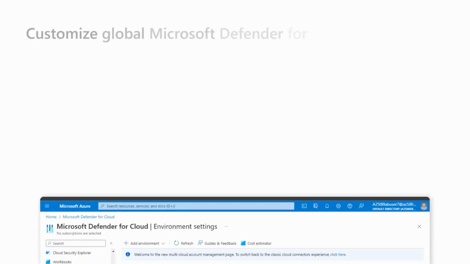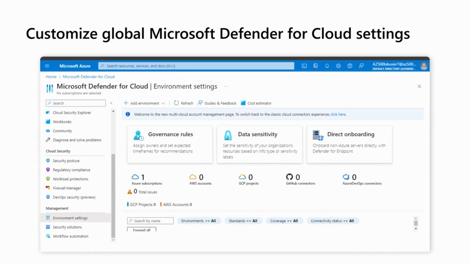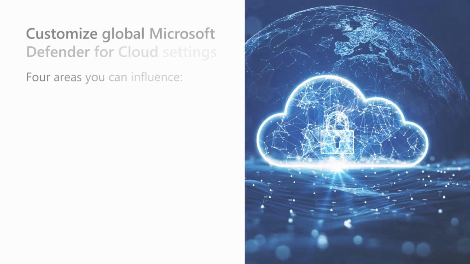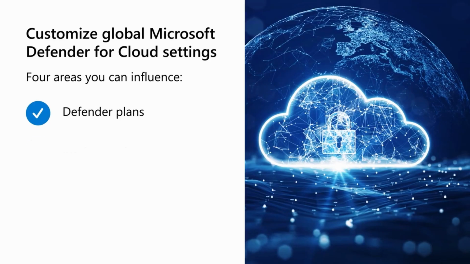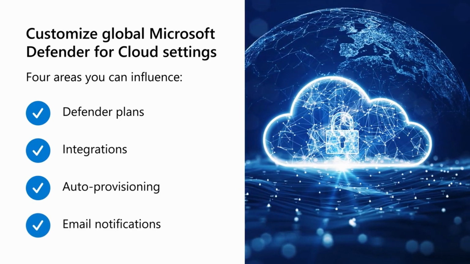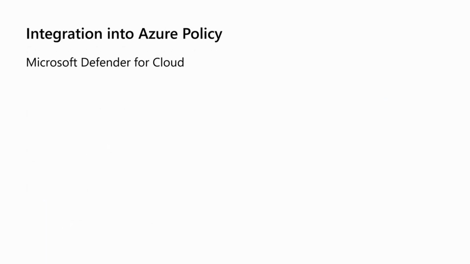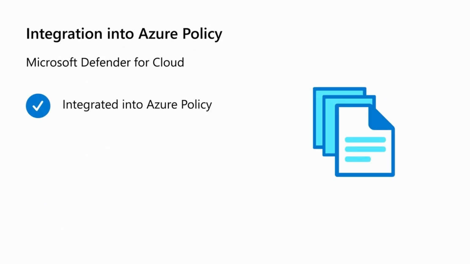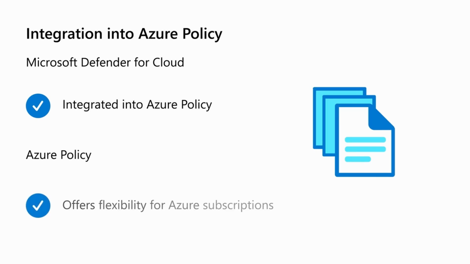Then you learn to customize various global Microsoft Defender for Cloud settings using the Environment Settings option on the Microsoft Defender for Cloud menu. You learn that there are 4 areas you can influence: Defender plans, integrations, auto-provisioning, and email notifications. Moving forward, you learn that Microsoft Defender for Cloud is fully integrated into Azure Policy. With Azure Policy, you can define specific requirements for your Azure subscriptions, tailoring them to match your workload type or the sensitivity of your data.